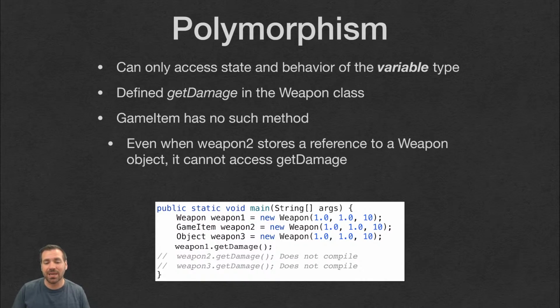For Java's Object class to have a getDamage method would be pretty silly, to make sure that every object in Java has a getDamage method. It's not going to apply to the vast majority of classes that exist. But it does exist in the Weapon class. The Weapon class knows about it. So when I try to call getDamage from weapon1, this is perfectly fine. Weapon1 is a variable of type Weapon. The Weapon class knows about the getDamage method. Perfectly valid method call.